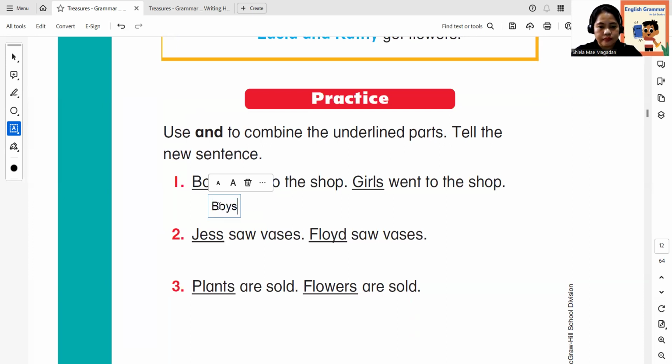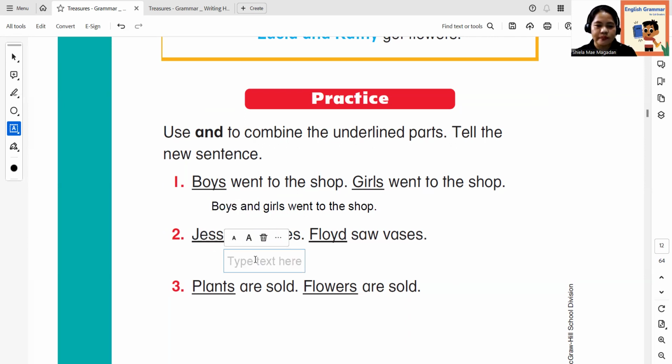Boys. What is the word to connect or combine? And, good job. And girls. This is a common noun, girls, so it's in a small letter. What is the predicate? Went to the shop. All right, so we are able to combine the two sentences already. So again, boys and girls went to the shop. Can you read it? Okay, very good.